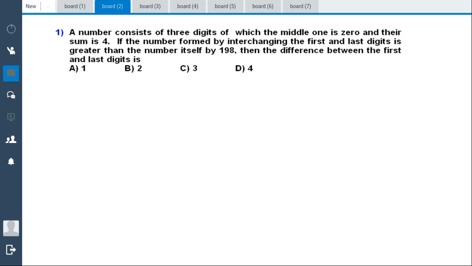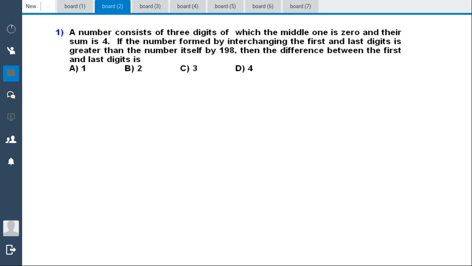Okay, now the first question. A number consists of three digits, of which the middle one is zero and their sum is four. If the number formed by interchanging the first and last digit is greater than the number itself by 198, then find the difference between the first and last digit.